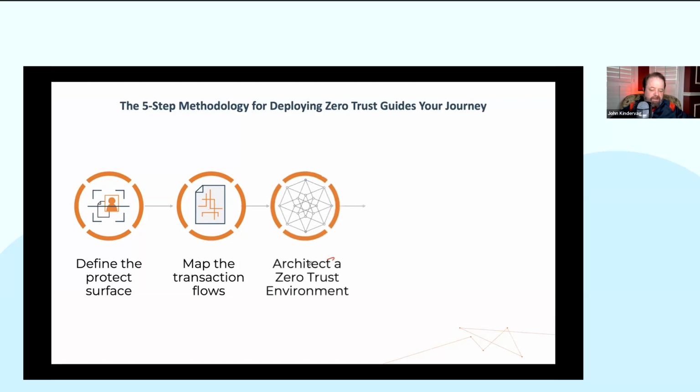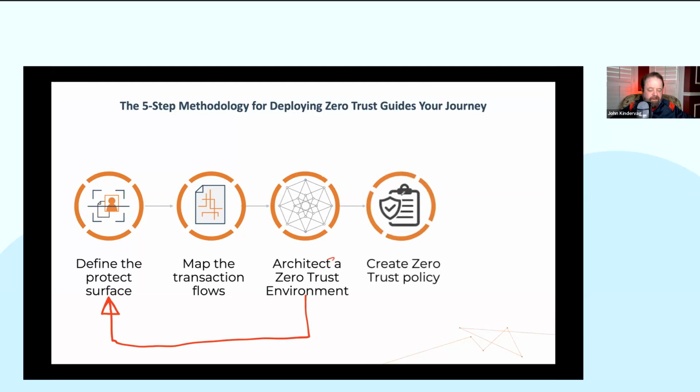So architecting is the 3rd step. And every zero trust architecture is custom made for the protect surface. I can't tell you what technology to buy until I understand what you're needing to protect. And the 4th step is policy. We're going to talk about that in a minute. And the 5th step is monitor and maintain.